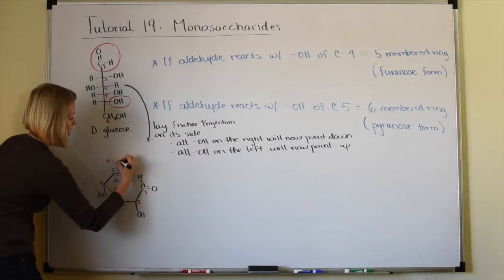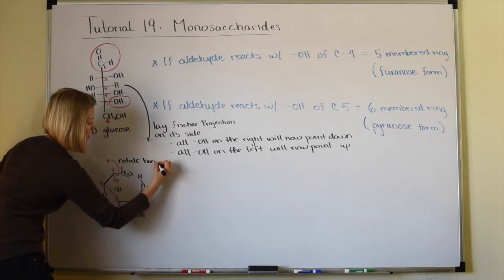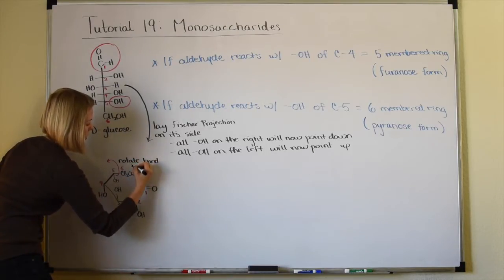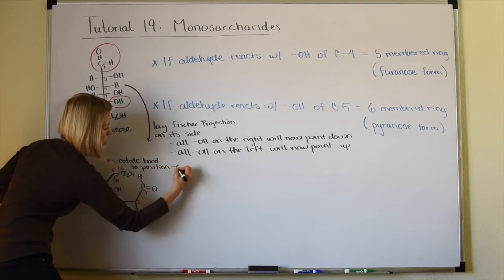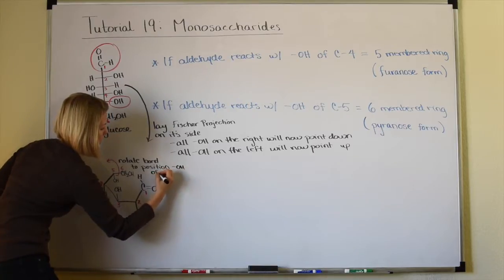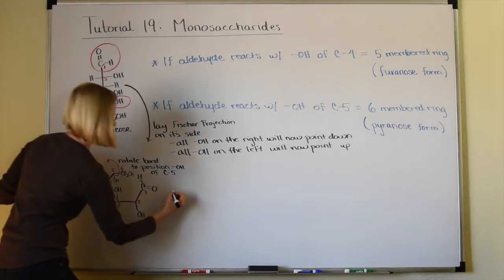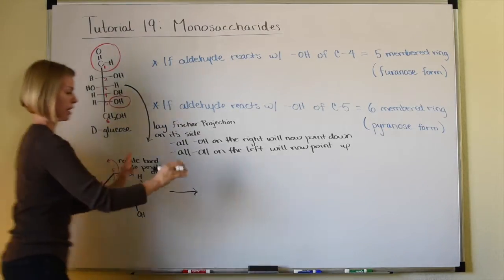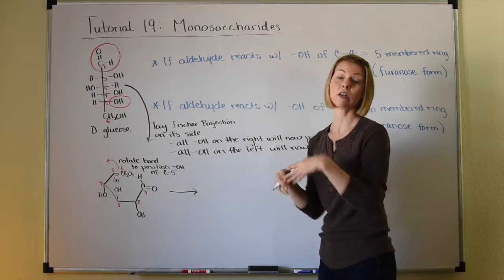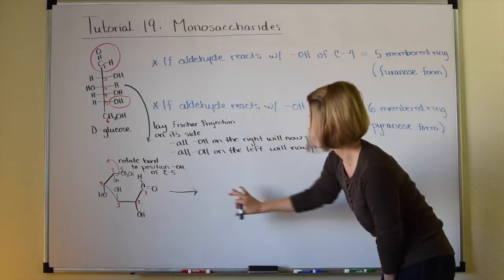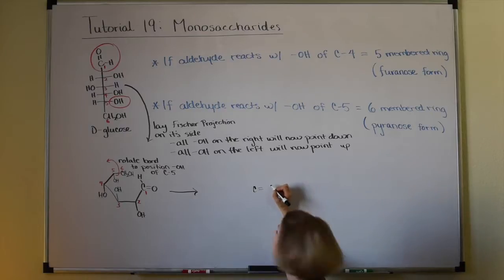We want to rotate this bond to position the OH group of C5. Okay, so that's what we're doing here. So I'm going to draw a little arrow here, and the result of that, this is not a reaction. Remember that single bonds rotate freely. We're just taking it out of Fischer projection here. So the result of that will just be a new conformation of the molecule.